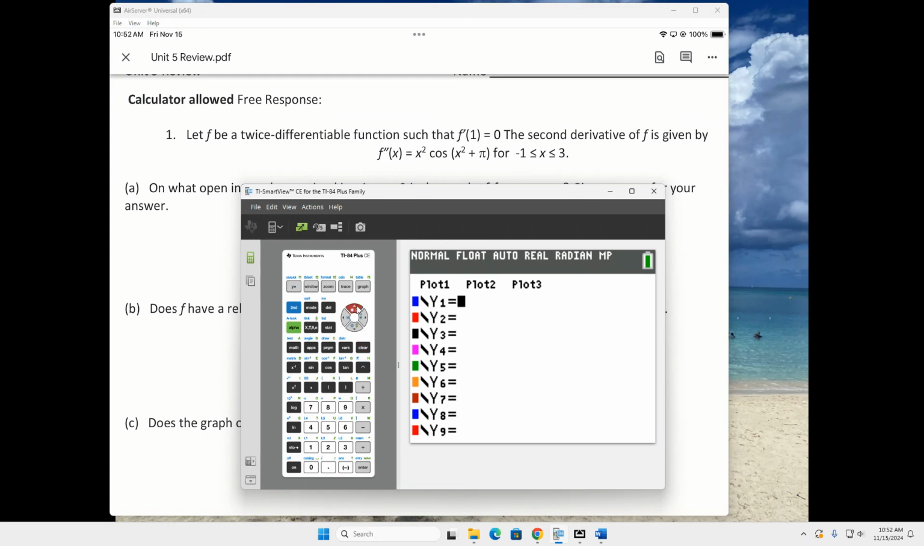Right, so we have a twice differentiable function. We know that f prime of 1 is 0. That's going to come into play. Anytime they tell you that, it's usually not extra information. You're going to need it at some point. And then we want to type in the second derivative into y1.